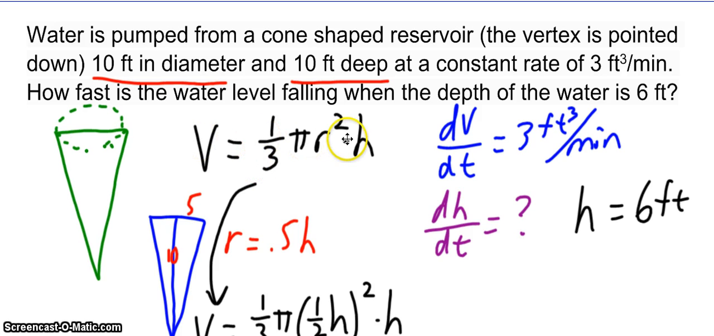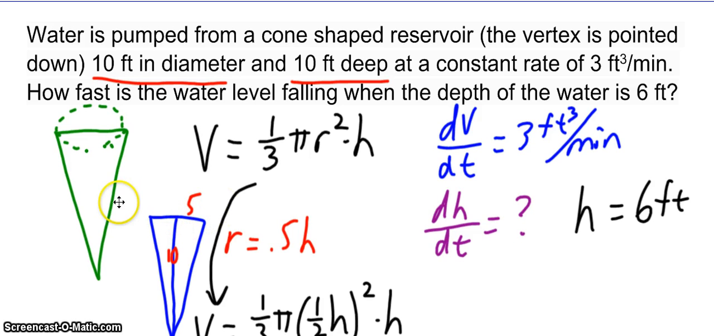The problem with this is my volume equation has a variable r, a variable h, and a variable V. So I have 3 variables in this equation, and that's a problem. All of them are changing. None of them are constants. So in order to do this problem, and since I'm trying to find dh/dt, I want to get rid of r. So I need to find a relationship between r and h before I do anything else.